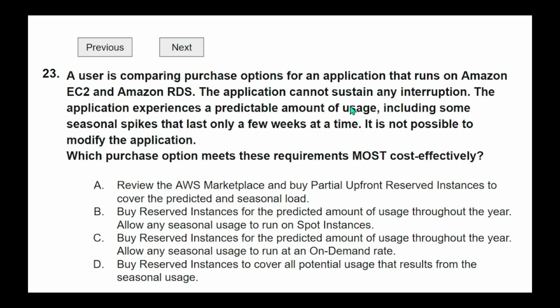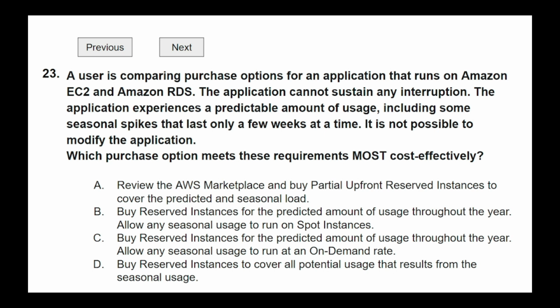The application cannot sustain any interruption. The application experiences a predictable amount of usage, including some seasonal spikes that last only a few weeks at a time. It is not possible to modify the application. Which purchase option meets these requirements most cost effectively? So the catch here is that the application cannot sustain any interruption.